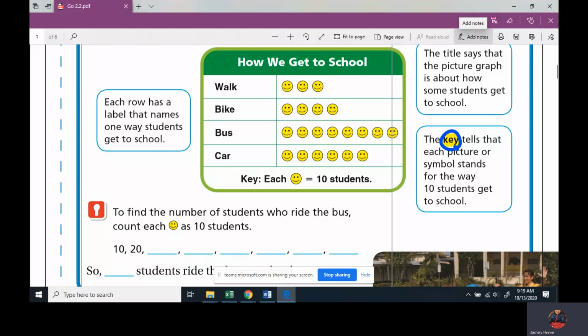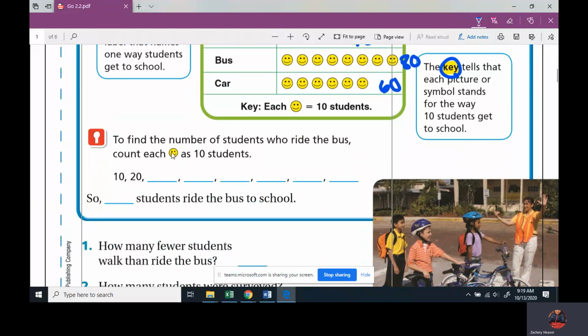So, for example, Troy, is this 3 students? Are you sure? Each smiley face stands for 10 students. It means it's 30, right? So what would this be, Troy? 40. What would this be, Troy? And what would the last one be? Yes. Good. That key tells us all. And what you did, Troy, you just multiplied.